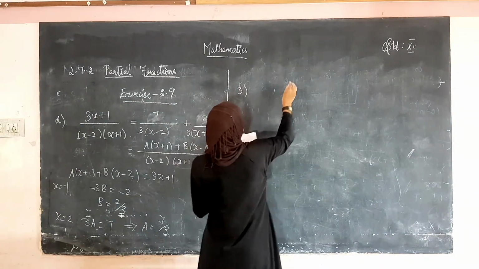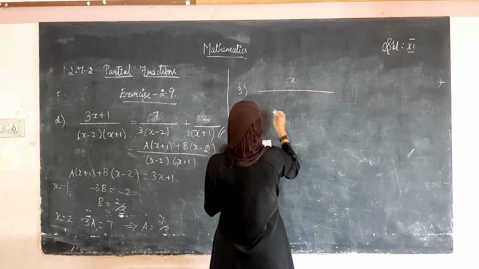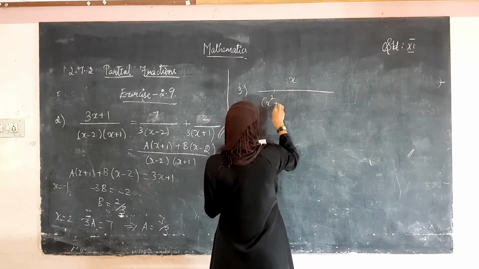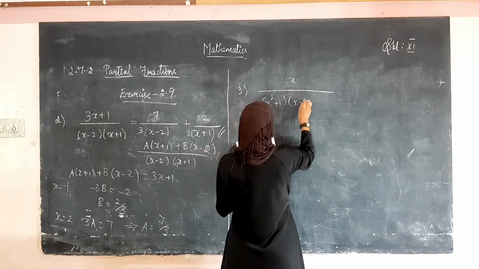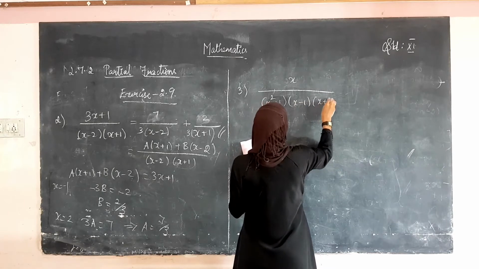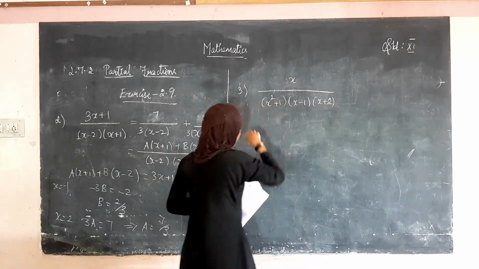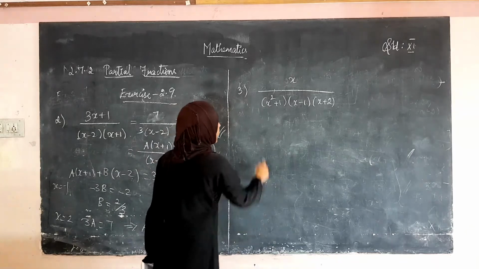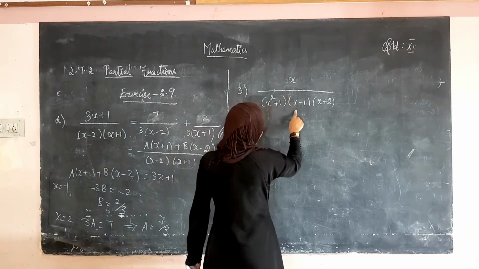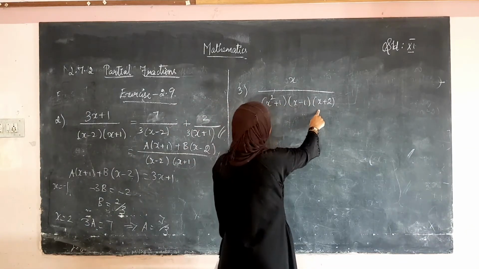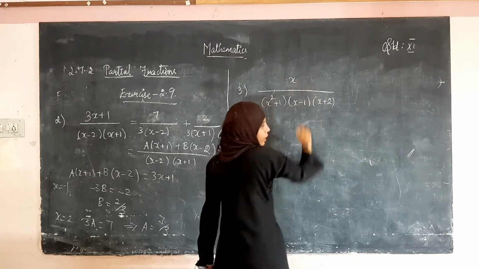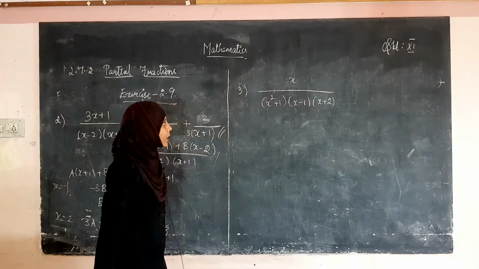Third sum, what is the question? x divided by x squared plus 1, x minus 1, x plus 2. First check the degree. Here it is x square into x into x, which is x power 4. The denominator is degree 4 and the numerator is degree 1, so the numerator has a lower degree and we can continue with this.